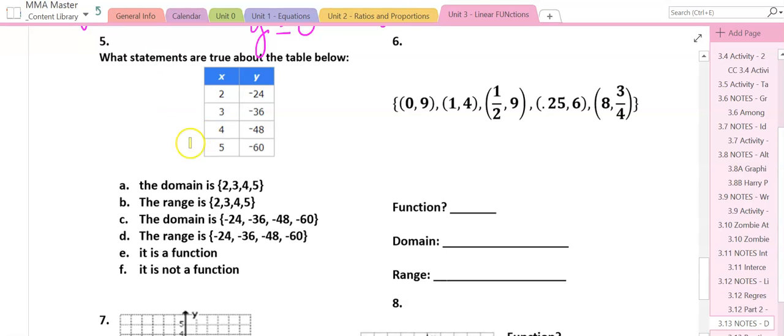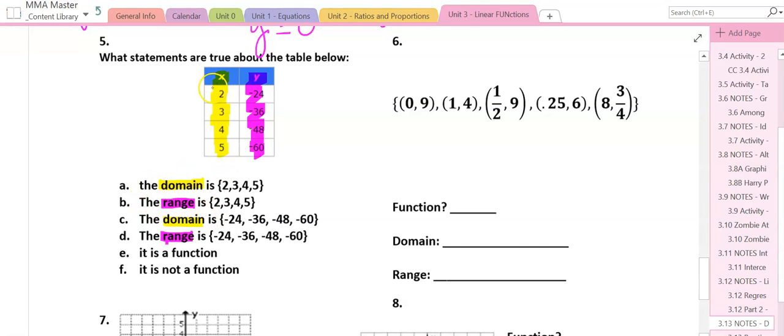So the first thing I'm going to do is remind myself that domain is my x values, so I'm going to highlight wherever it says domain. Then I'm going to remind myself that range is all of the y values. So there's my range question, and then it asks about it being a function or not. So I'm going to come over here and look at which one of these statements is true, and I'm going to highlight it with a different color.